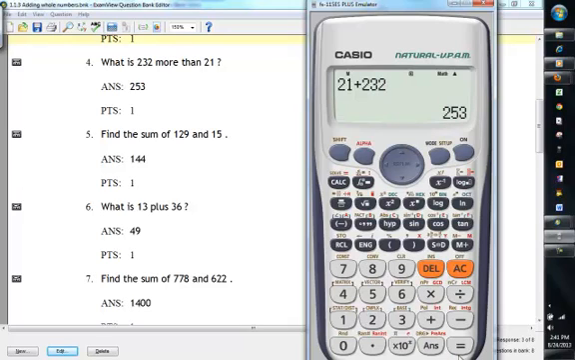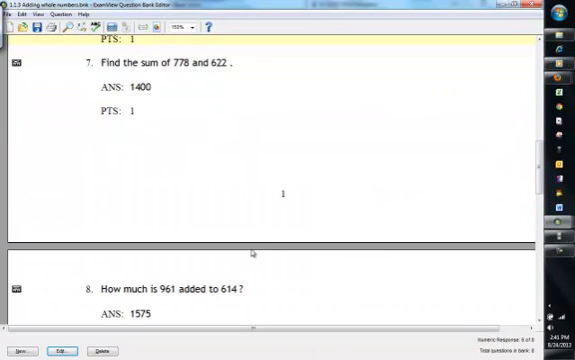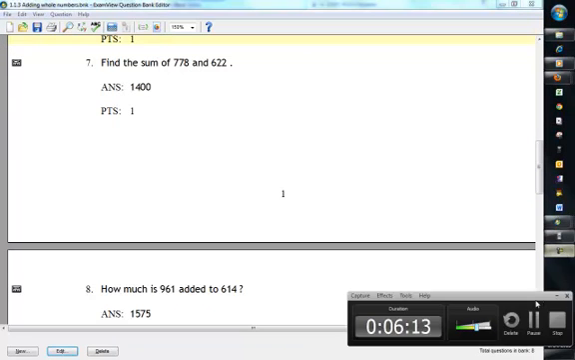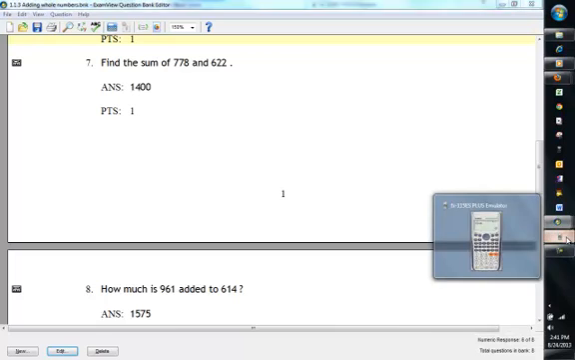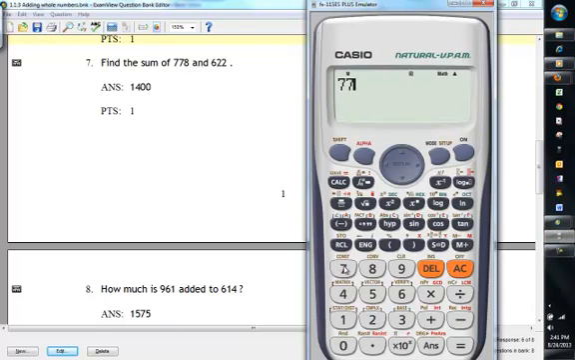Find the sum. Sum is the answer in an addition problem, so it's 129 plus 15. 13 plus 36. That one's an easy word problem, isn't it? 49. Find the sum. Another one of those. Sum is the answer in an addition problem. Find the sum, so 778 plus 622, and we get 1400.